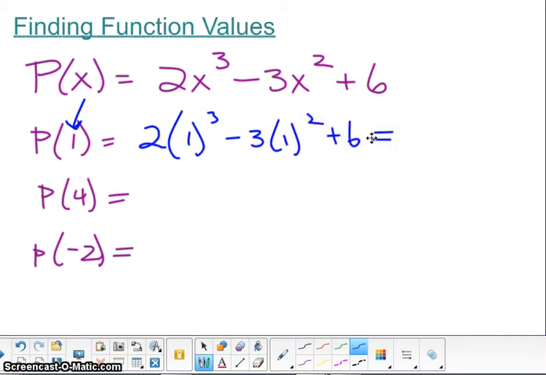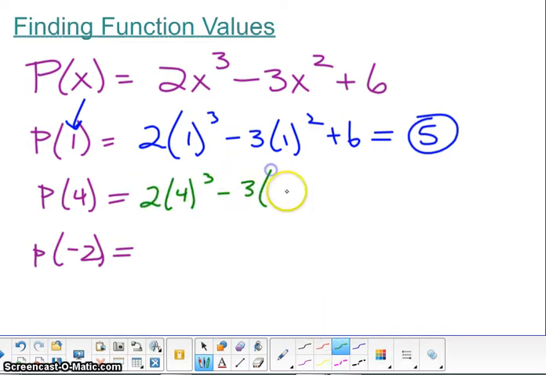And then do the math, so that ends up being 2 minus 3, which is negative 1, and then plus 6 gives you 5. So that is the answer there. And then the next one, you'd want to plug a 4 in everywhere you see an x. 4 cubed minus 3, and then 4 squared plus 6. Find out what that answer is.